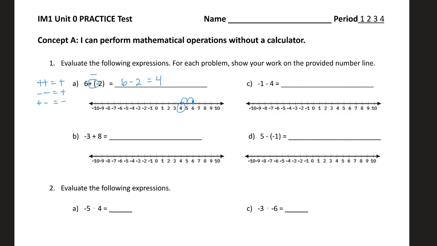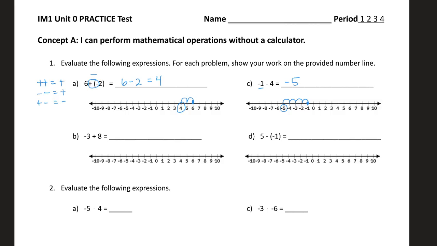All right, second question, I don't see any double signs. So even though I have -1 minus 4, the symbols are not right next to each other. So now we can go straight to the number line. Remember, we're going to start at the first number, which is -1. And since we're subtracting, we're going to the left. 1, 2, 3, 4. That's -5.